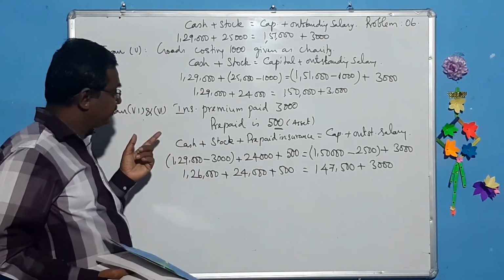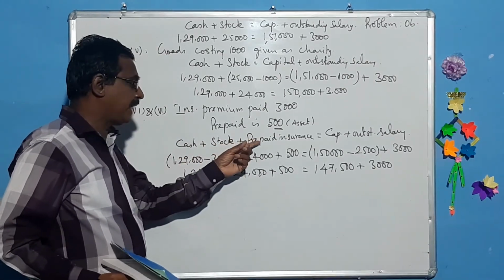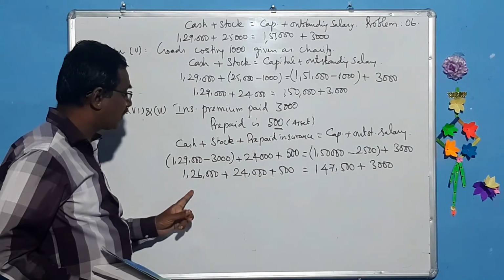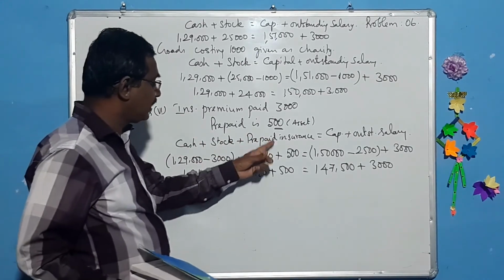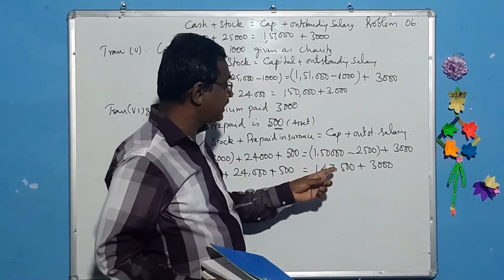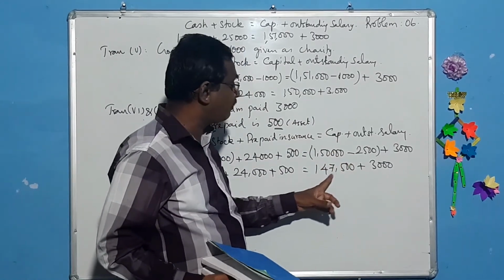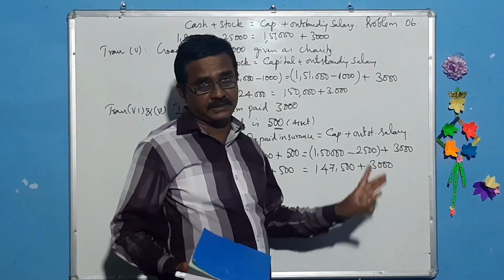So the accounting equation is cash plus stock plus prepaid insurance, and the amount is 1,26,000, 24,500. There will be change in the capital. Only 2,500 should be subtracted, and the amount is 1,47,500 plus 3,000.